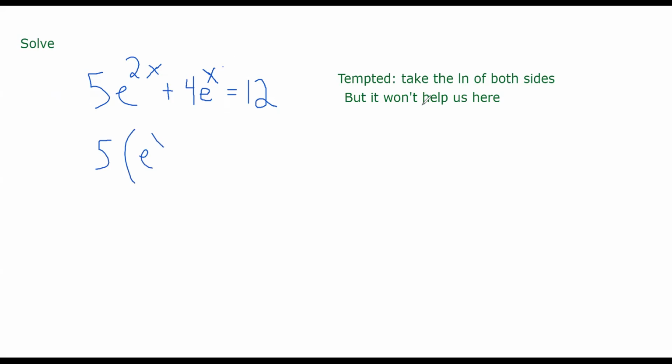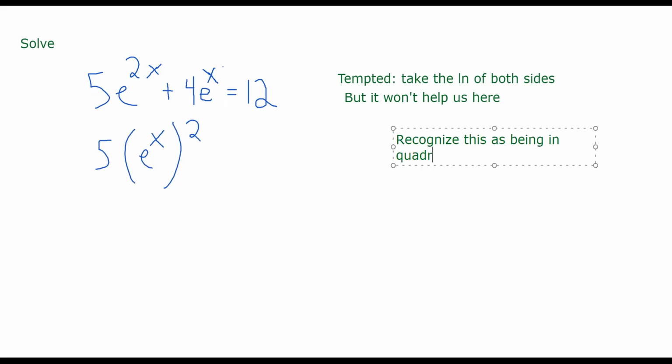What I'm going to do is rewrite this like that. Exponential laws say that I can rewrite it like this. This x and this 2 would just get multiplied together. Why would we do that? Because we're going to recognize this as being in quadratic form, which really means we can rewrite it as a quadratic equation.